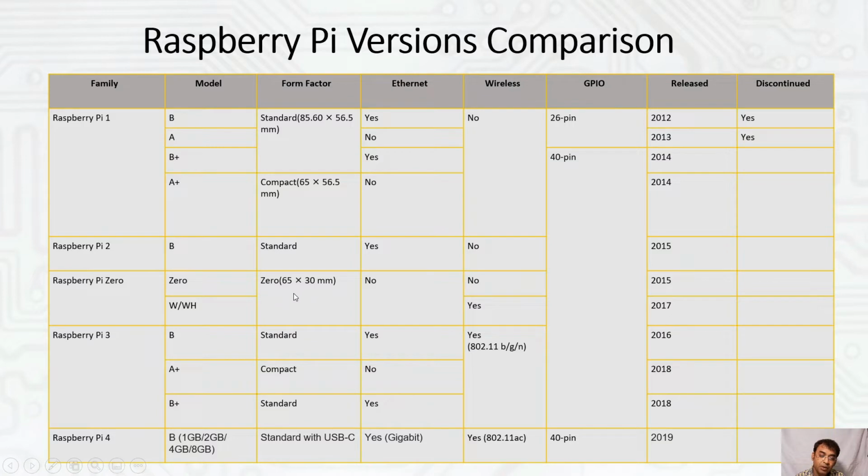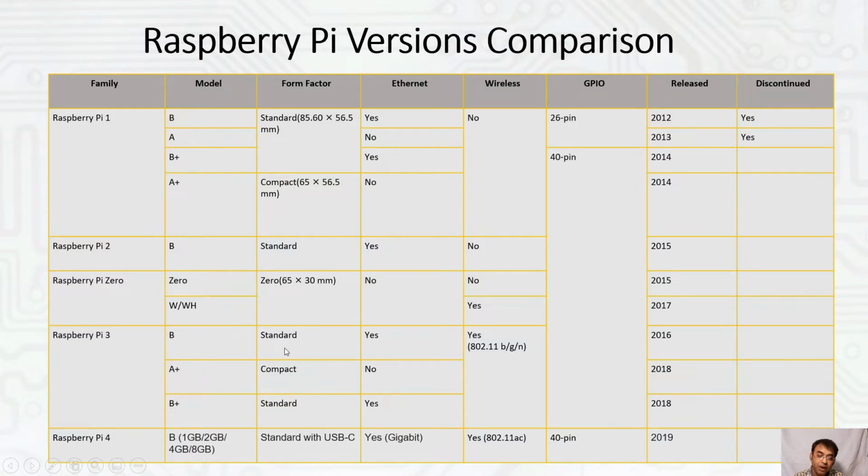Raspberry Pi 0, form factor is 0, that is 65 cross 30 millimeter. Very small, no Ethernet. In the Pi 0 model, no wireless, but the W/WH model has wireless communication facility. GPIO pins 40, released in 2015, that is Pi 0, and Pi 0 W/WH in 2017.